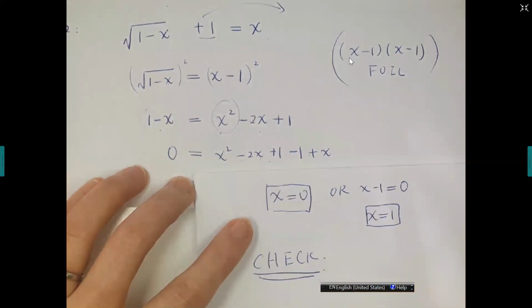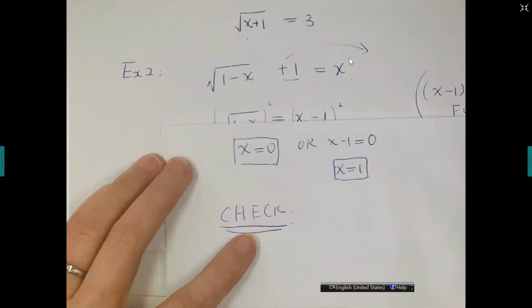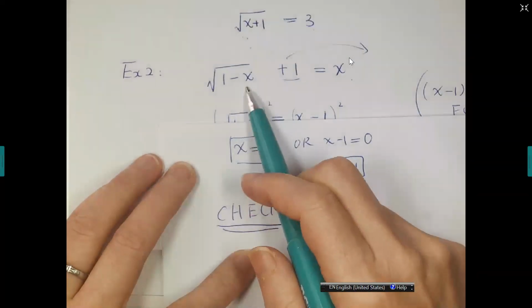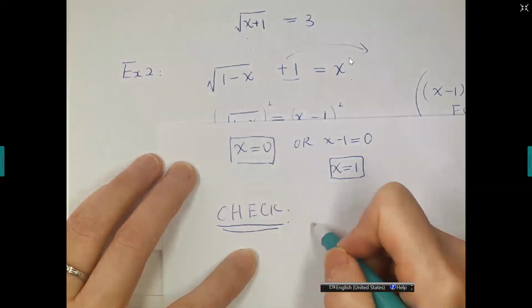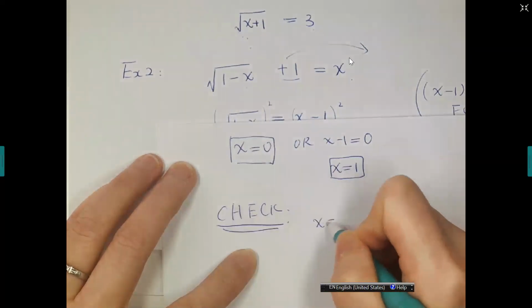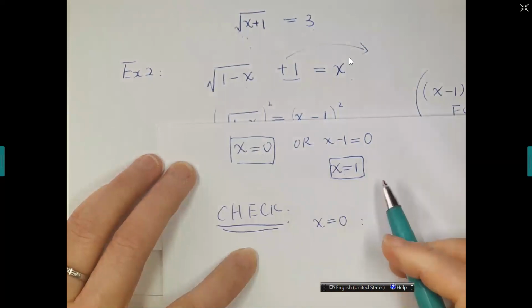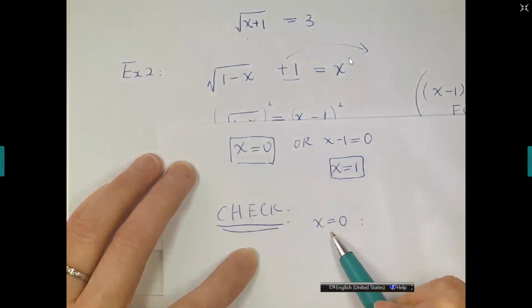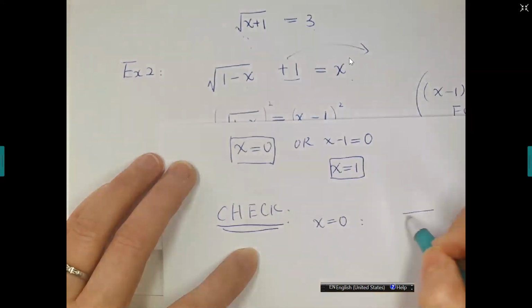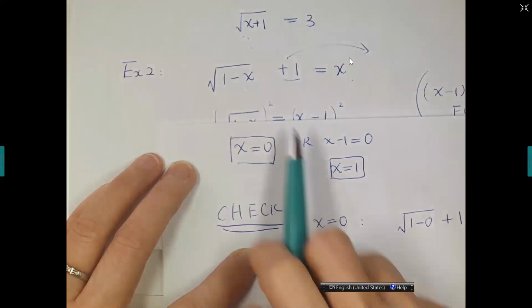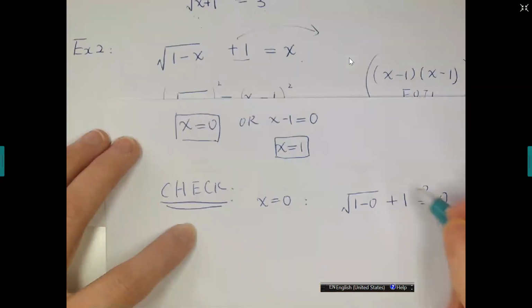The check means what? Plug the solution we get back into the original equation. So step one, I want to check x equals 0. Is x equals 0 a solution to the original equation? Plug x equals 0 back into the equation. I get square root of 1 minus 0, plus 1, equals 0. We want to verify, are the two sides equivalent or not? Put a question mark here.